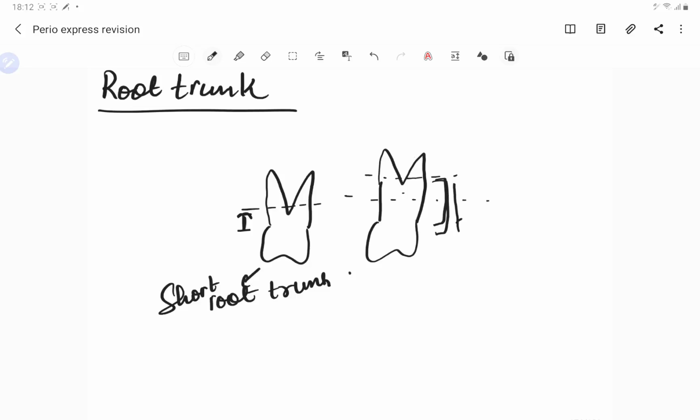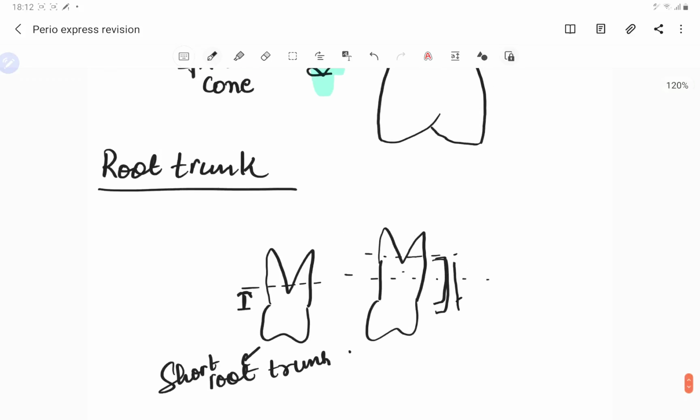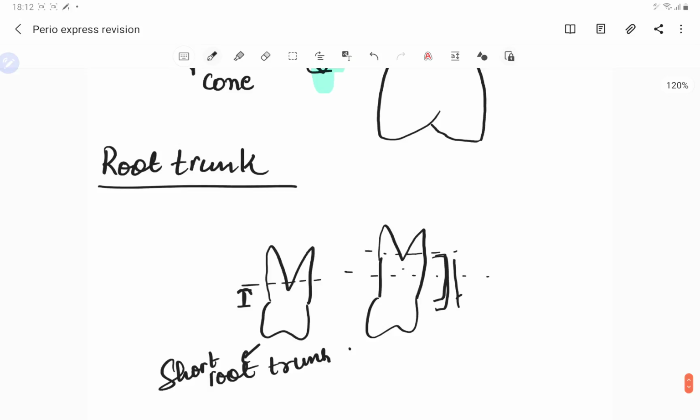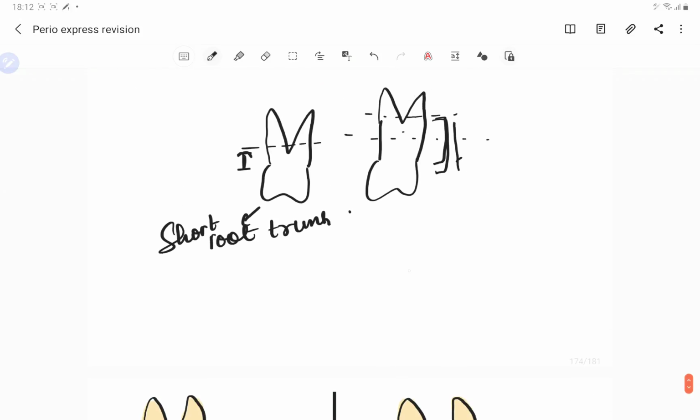Same goes for the root cones also. Root cones are the divided region of the root complex. Basically, these are the components of the roots. So the roots which we have are our root cones. Suppose there is a shorter root, that means there is less support. So suppose I'm going to make one more here with a shorter root. So suppose this is a tooth with a shorter root, and this is a tooth with a longer root.